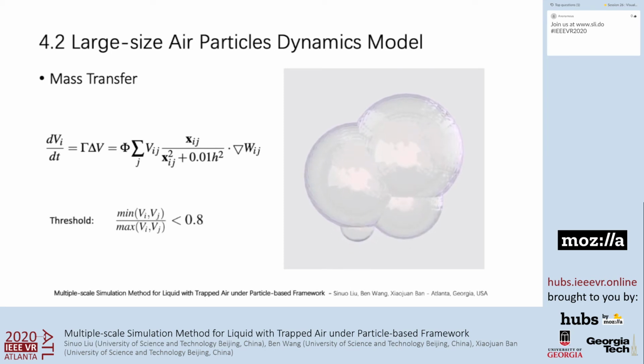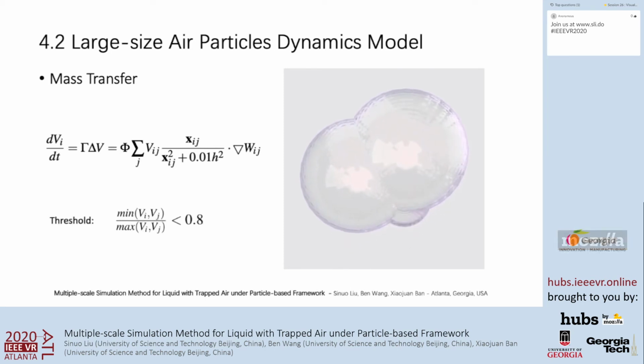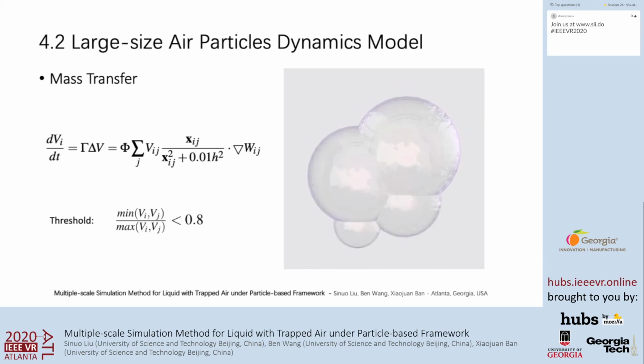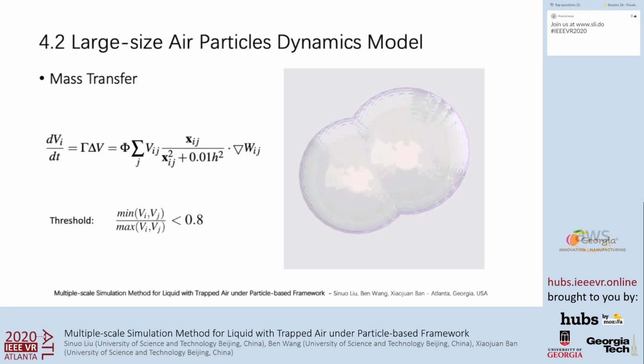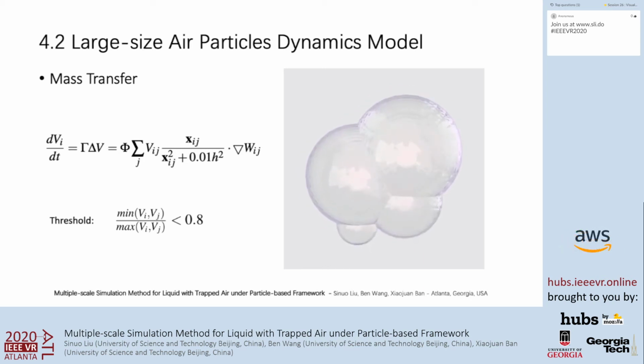Besides, only two large bubbles with a relatively large volume difference will transfer air between each other, and the threshold value is 0.8. This is to avoid air transfer between all bubbles, resulting in a rapid reduction of large air materials.